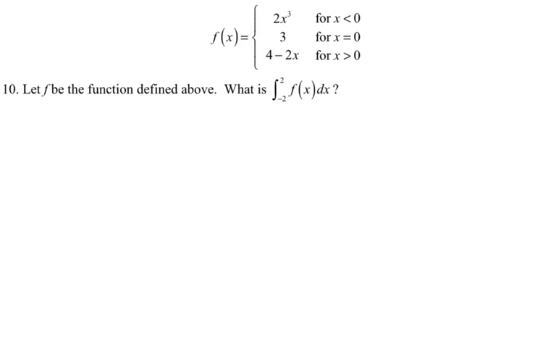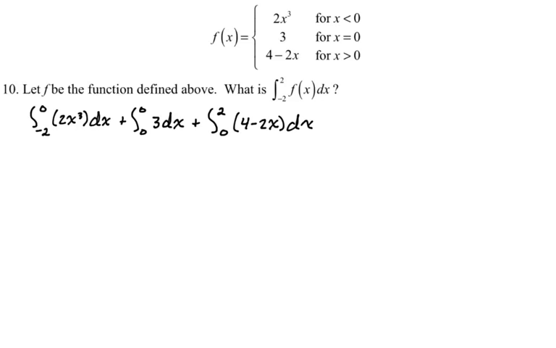So let's take a look at what will be the final problem on this problem set. So let f be the function defined above. So it's this weird piecewise function. And then what is the integral from -2 to 2 of f of x dx? All right, so there's a jump discontinuity in this. So I'm going to break it up into 3 separate integrals that each deal with a different branch. So -2 to 0, and since x is less than 0, that's 2x cubed. 0 to 0, because that's one of the branches of 3, and then 0 to 2 of 4 minus 2x, because everything from 0 to 2 is greater than 0. So we have 3 integrals to do.